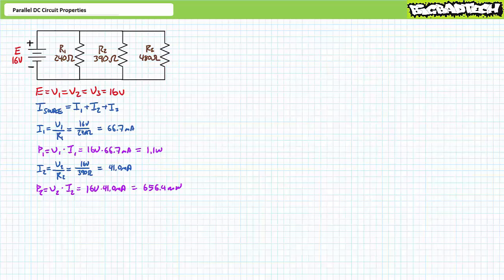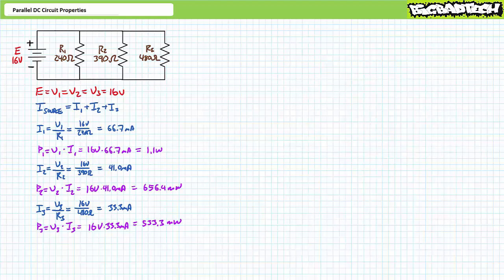Let's solve for these same properties for R3. I3 equals V3 over R3. Substituting our given values demonstrates I3 equals roughly 33.3 milliamperes. P3 equals V3 times I3. Substituting our given values demonstrates R3 dissipates roughly 533.3 milliwatts of power.